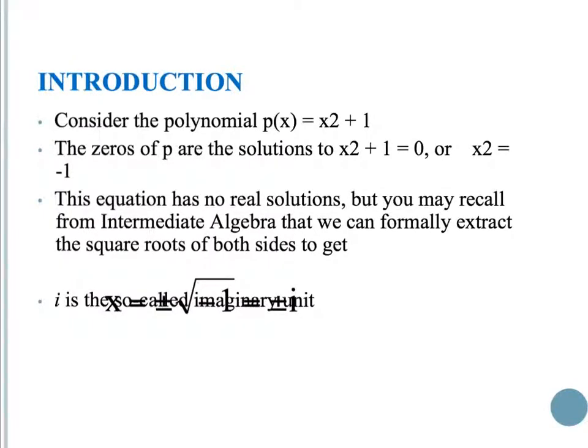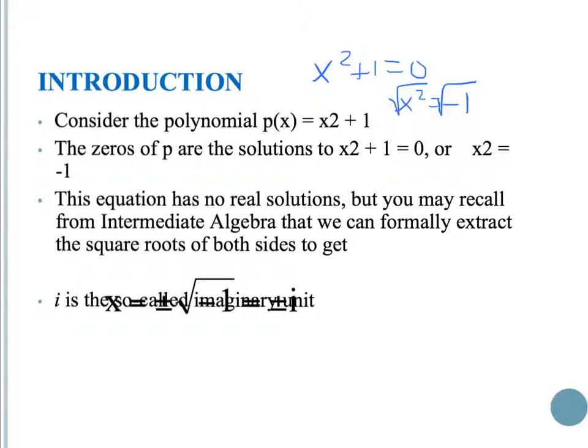We're going to take a little bit of time to talk about working with square roots of negatives, and we're going to look at the quadratic equation x squared plus 1. If we were to try to solve this by setting it equal to 0, we would have x squared equals -1. And as you may recall from previous math classes, when you try to take the square root of a negative number, this causes all kinds of problems.